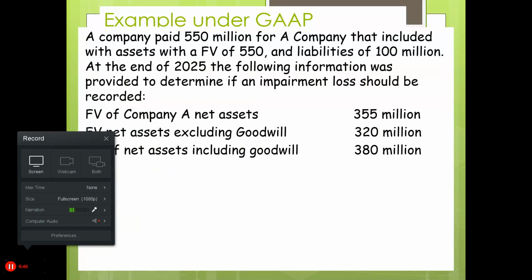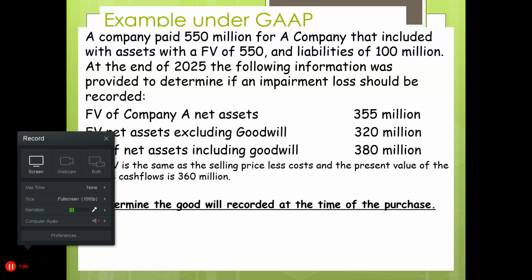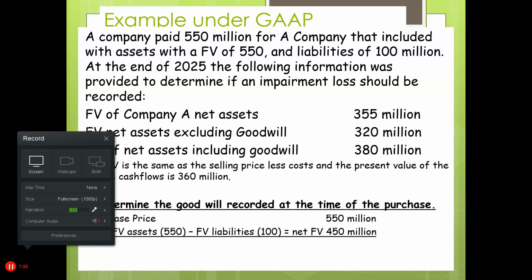So let's take a look at an example. A company paid $550 million for a company that included assets with a fair value of $550 million and liabilities of $100 million, which means it had a net book value of $450 million. Subtracting that from the $550 million paid means you had goodwill of $100 million. At the end of 2025, the following information was provided to determine if an impairment loss should be recorded. The fair value is the same as the selling price less costs, and the present value of the future cash flows is $360. First we determine the goodwill. We take the $550 million, what you paid for it, versus the net book value. Based on its fair value, we've got $100 million as goodwill.